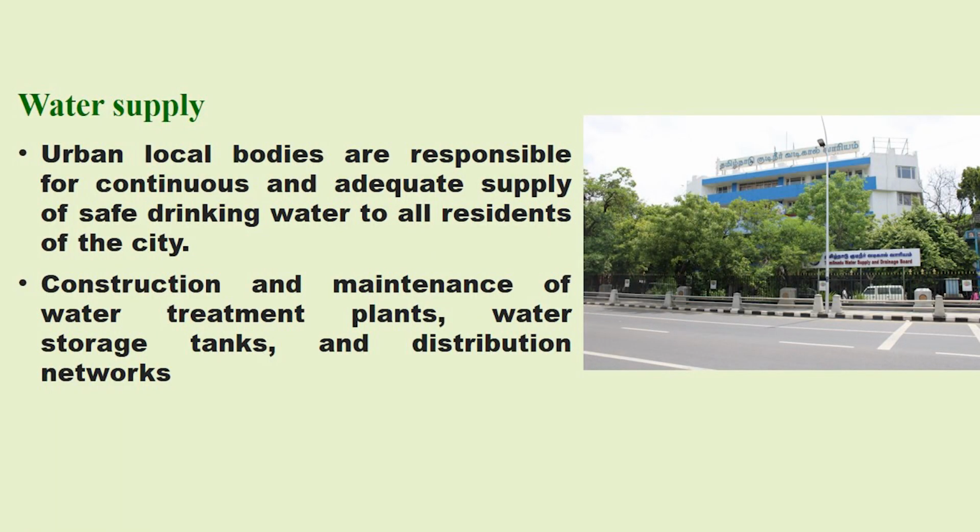And urban infrastructure will also include water supply. Water supply is one of the most important functional items of urban local bodies. The urban local bodies are responsible for ensuring that there is a continuous and adequate supply of safe drinking water to all residents of the city. This includes the construction and maintenance of water treatment plants, water storage tanks and distribution networks.